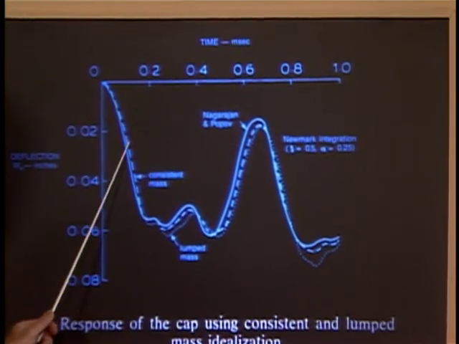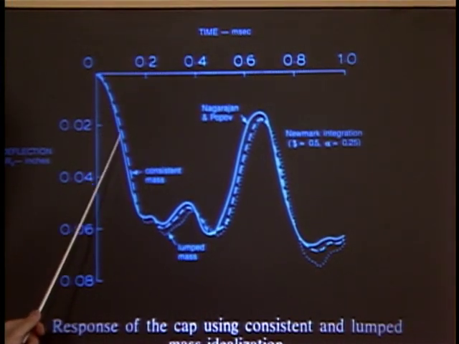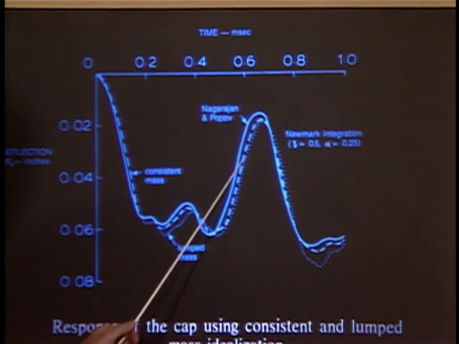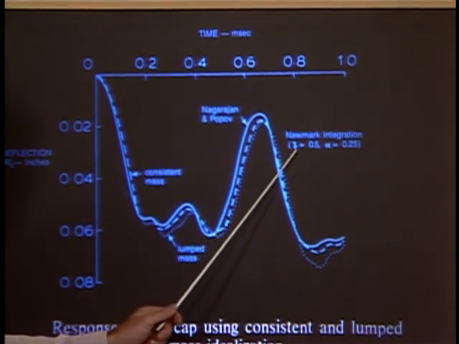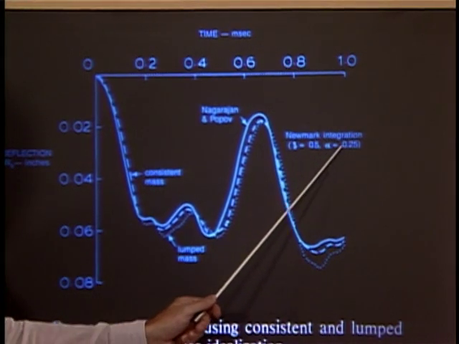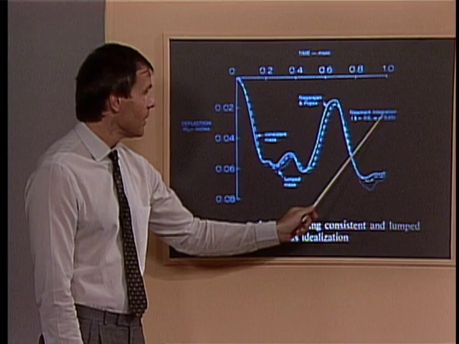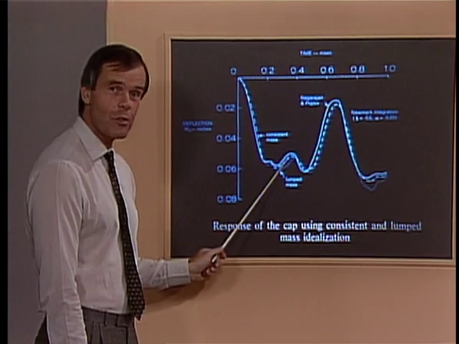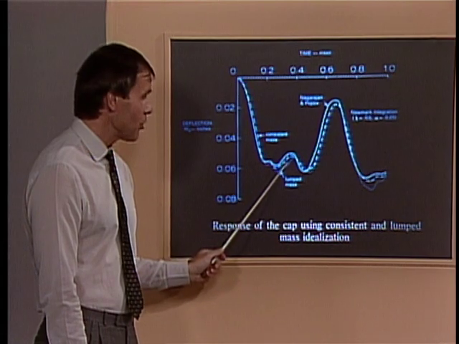a consistent mass matrix and once using a lumped mass matrix. And in this particular case we use the trapezoidal rule, which corresponds to the Newmark integration with delta equals 0.5 and alpha equals 1/4. Notice that there are only slight differences between the lumped mass solution results and the consistent mass solution results.